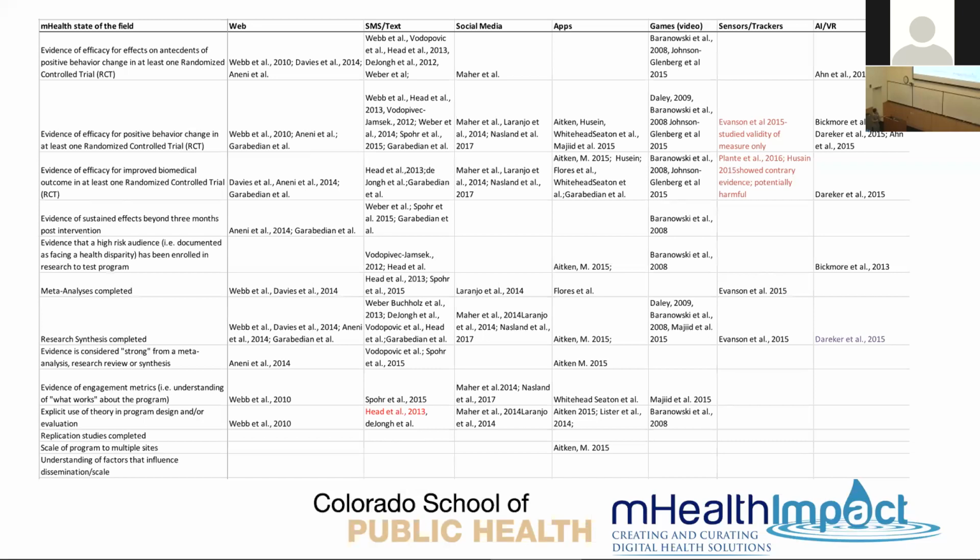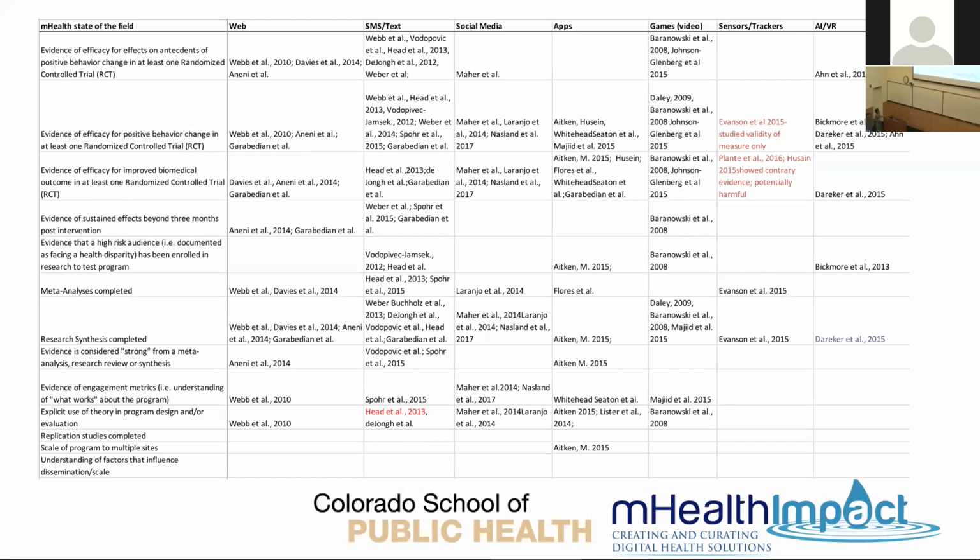Now down here, we seem to be missing data across the board: replication. This is not unique to mHealth. We seem to have a problem in science in replicating our work in general, but it's certainly true in mHealth too. Scale. So when you're thinking about things that we need to be doing, taking them to scale is an important priority for the field, and then understanding factors that influence scale.